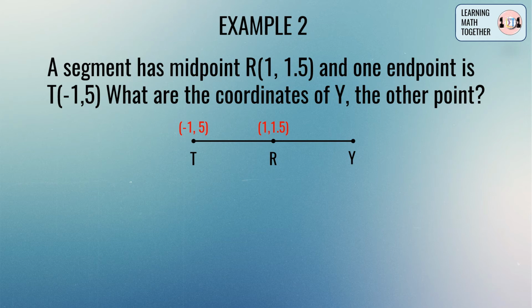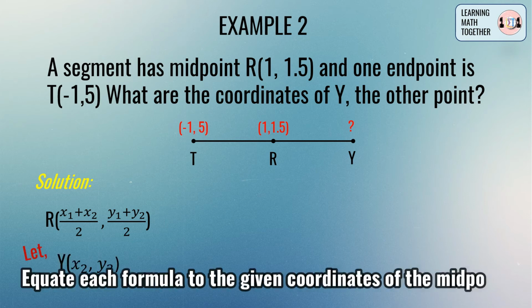We can do that by using the midpoint formula. Take note that for the midpoint formula, we have the midpoint, which is R, and it is given to be x sub 1 plus x sub 2 over 2, and then y sub 1 plus y sub 2 over 2. But since our midpoint is given, we just have to equate each coordinate from the formula for us to get the other point. So let Y be x sub 2 and y sub 2, meaning these are the unknown variables.